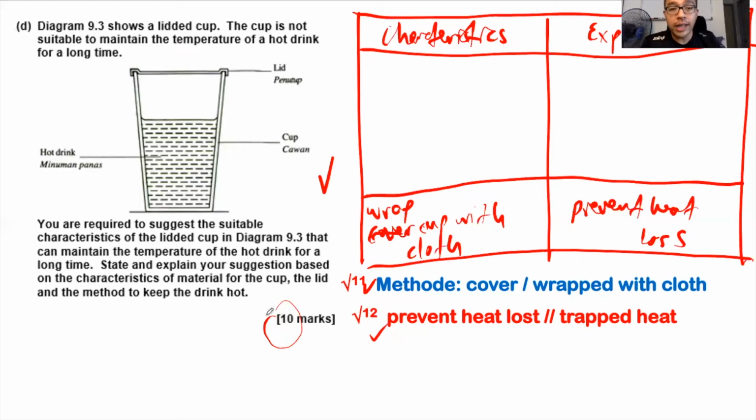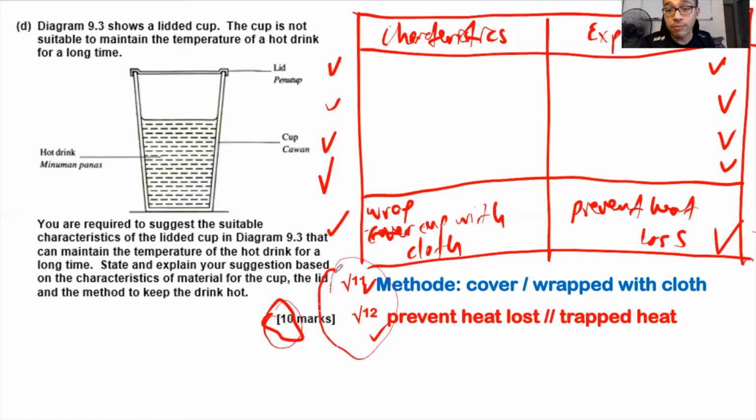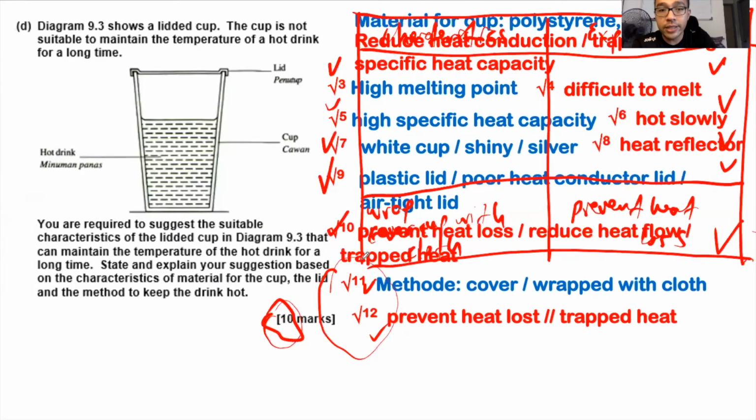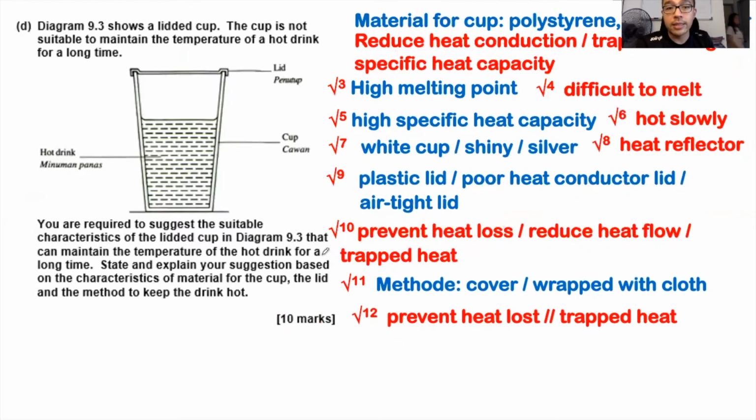Of course, 10 marks means you must have 5 characteristics. This is the 5th, and then 5 explanations. Can you give more than 5 characteristics and 5 explanations? Can. That's why this answer gives up to 6 characteristics. They give 6 characteristics and 6 reasons. All the red color ones are reasons, all the blue color ones are characteristics. It's okay to give more than 5.